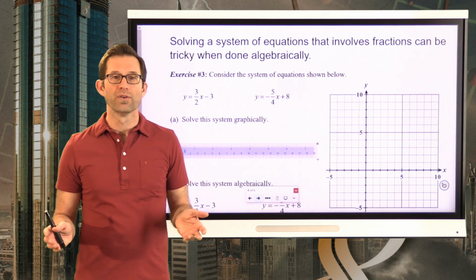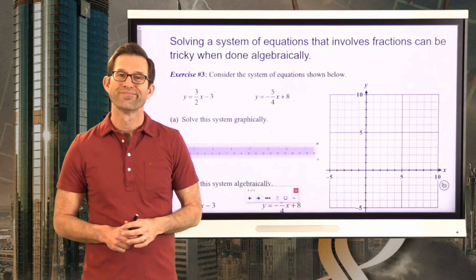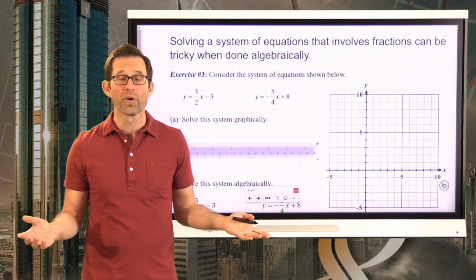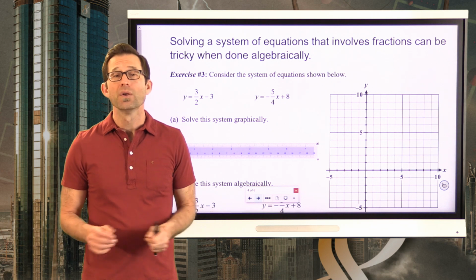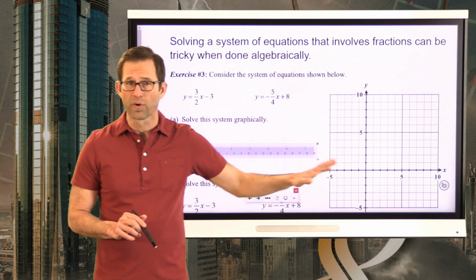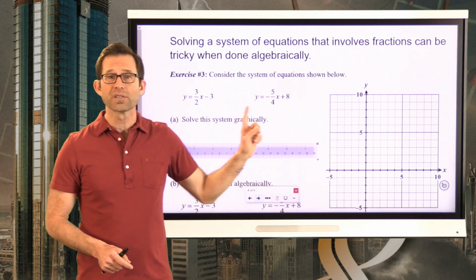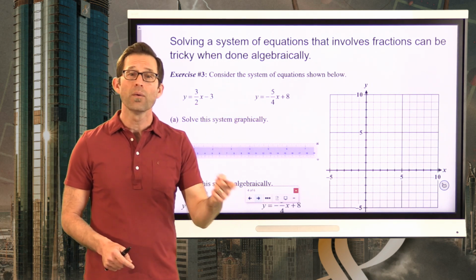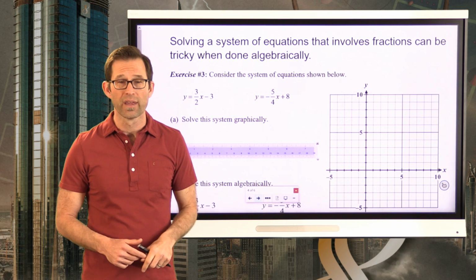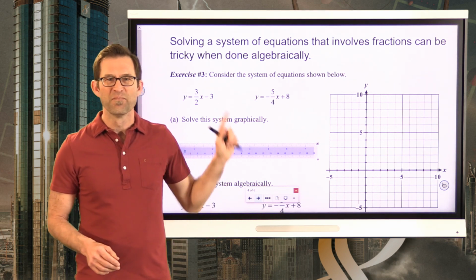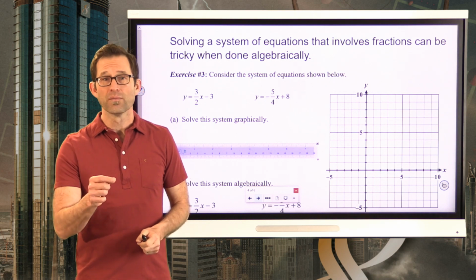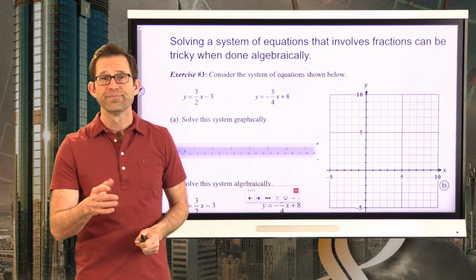Solving a system of equations that involves fractions can be tricky when done algebraically, right? Because fractions make life more difficult. They just do, all right? So let's go back to our graph grid. Let's again solve a system of equations graphically that involve fractional slopes, and then we'll go back and solve it algebraically, which will get a little bit ugly because of these fractions, but we want to make sure we can get through it. So let's take a look at exercise number 3.